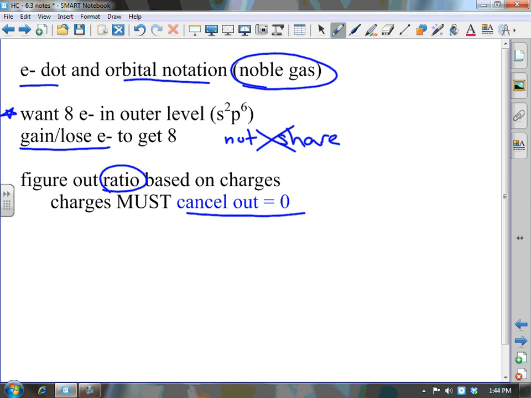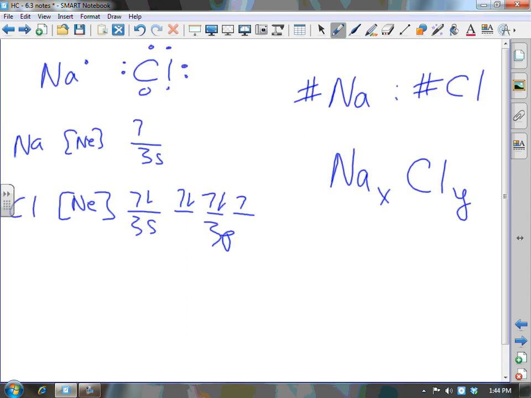So let's look at a couple simple examples. Salt, plain old NaCl. So I've got here on the left-hand side the electron dot structure for NaCl and the noble gas orbital notation for chlorine and the noble gas notation for sodium. So what are we trying to solve for? We are trying to solve for what is the ratio of atoms, or ultimately, what's the formula? Na what? Cl what? Is it Na1, Cl2, Na2, Cl? Right? You know what it is, okay? But we're going to kind of go through the process.